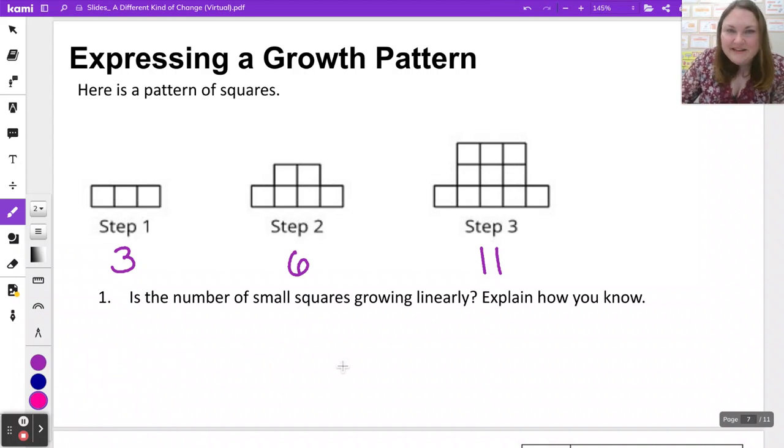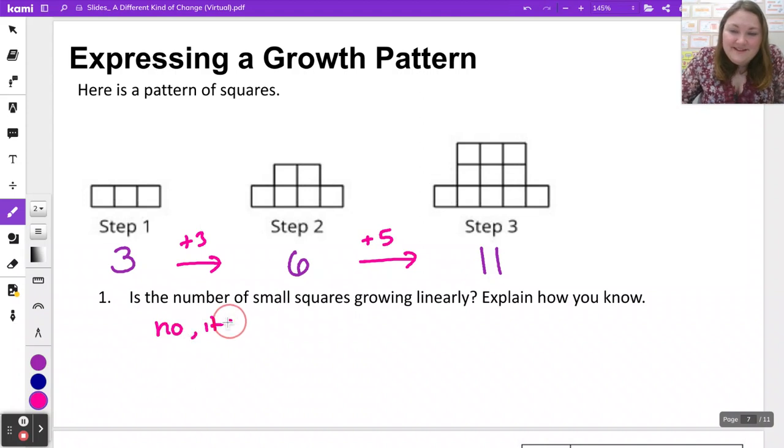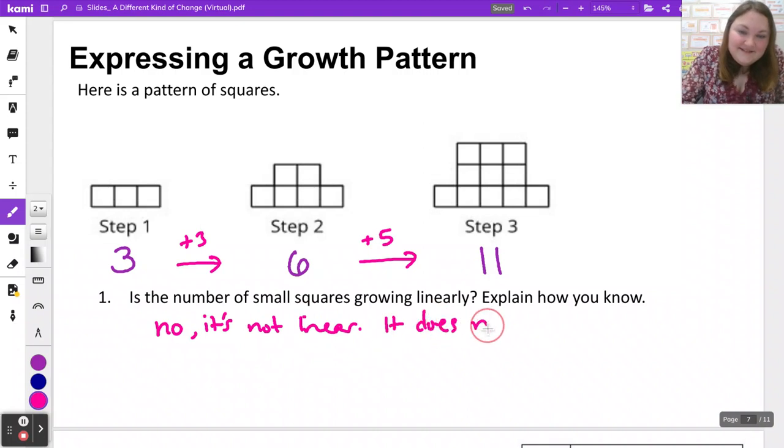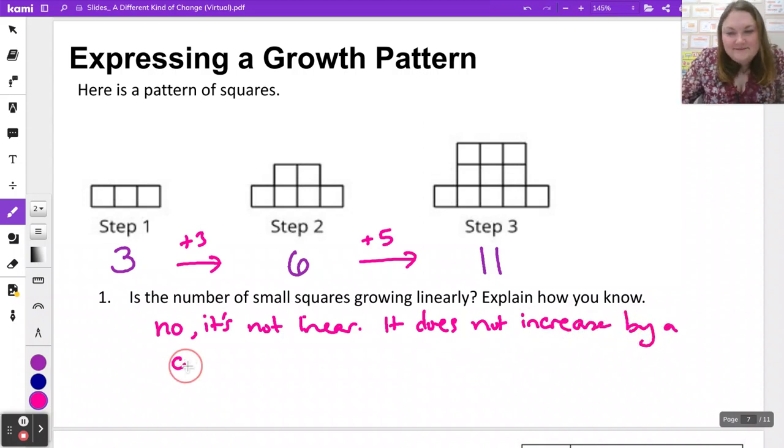Well, to grow linearly, we need it going up by the same amount. And so if it was linear, notice 3 plus 3 gets me to 6. Linear would be the same amount here. But here, it didn't go up the same amount. Here, it went up by 5 squares. So that part in pink is enough for me to say, no, it's not linear. And for our explanation, it's not linear because it does not increase by a constant amount.